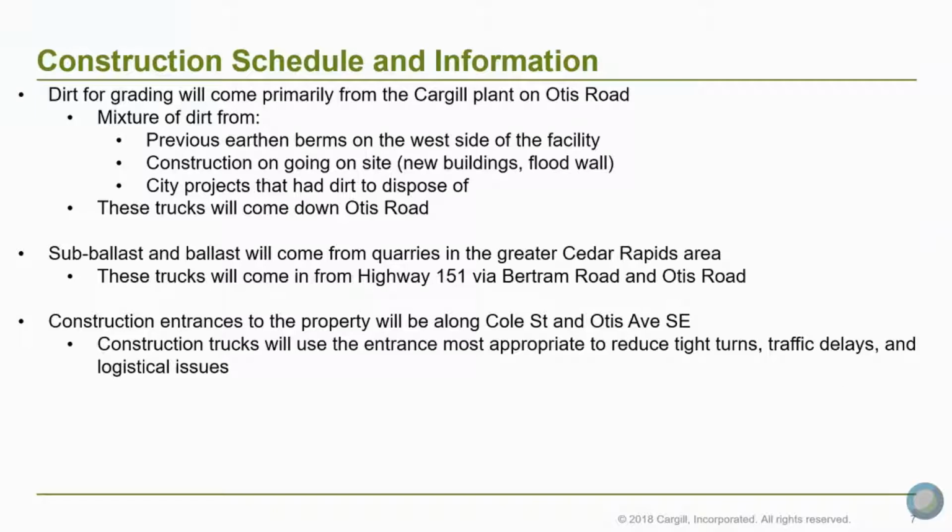From talking to PCI, it sounds like the majority of the trucks coming from the east, coming from Highway 151, will enter on Otis Avenue Southeast. And that's just to reduce and eliminate the 90-degree turn from Otis Road to Cole Street. By not having the tight turn, it'll reduce wear and tear, it'll reduce traffic delays, and overall it'll improve logistical issues.